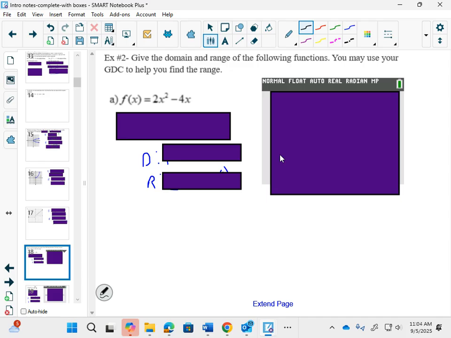So, first thing we're going to do is we're going to go to our graphing calculator and we are going to type in this equation.